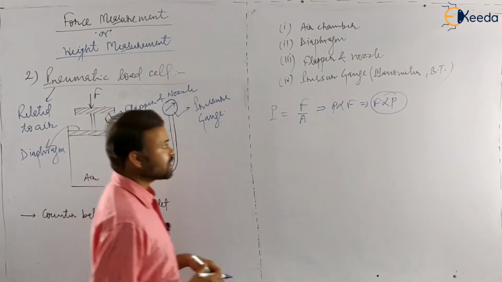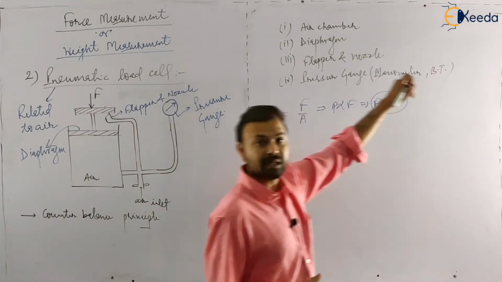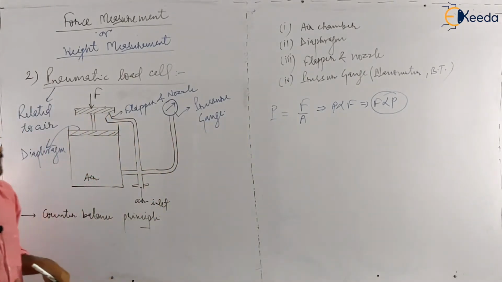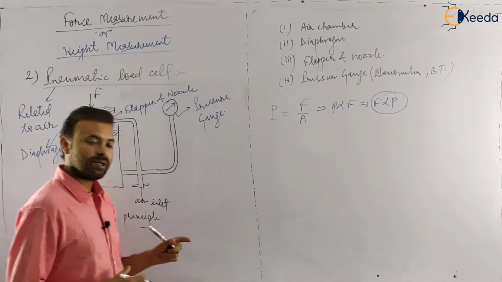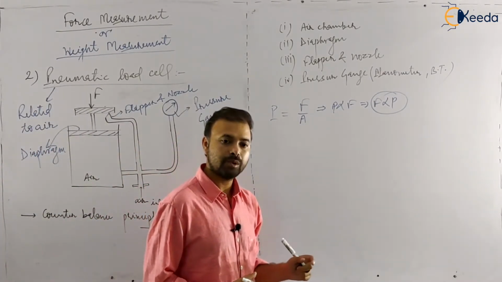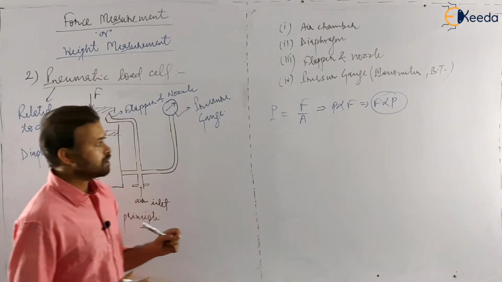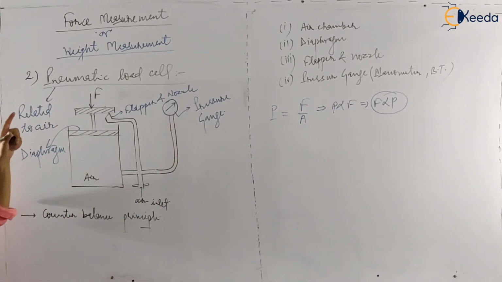Similarly, if you have connected a Bourdon tube, as in the case of the hydraulic load cell, then force will be directly proportional to the deflection of the scale in the Bourdon tube. This is your pneumatic load cell. Now let us talk about its advantages and disadvantages. I am writing them combined, not separately.